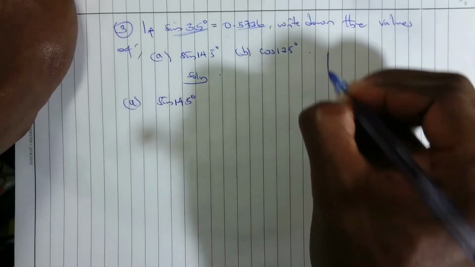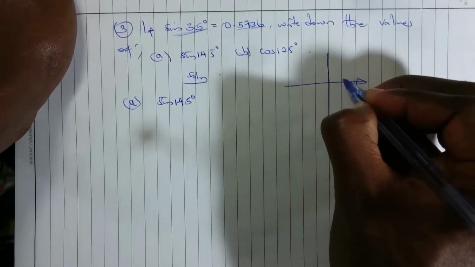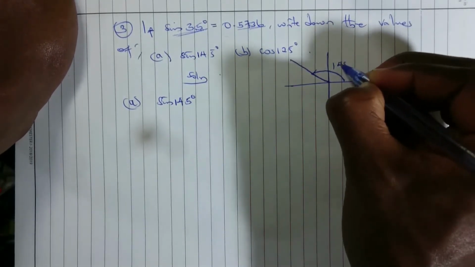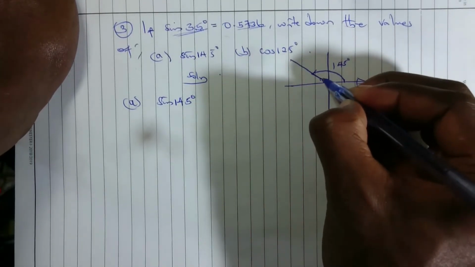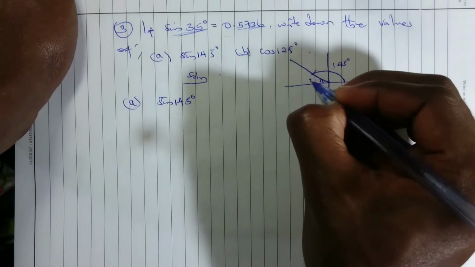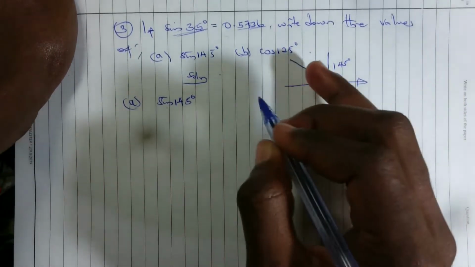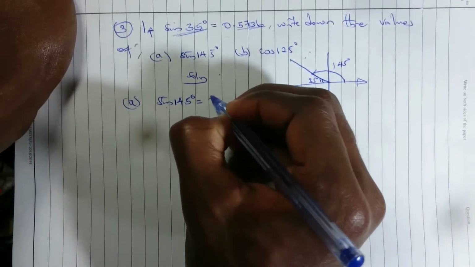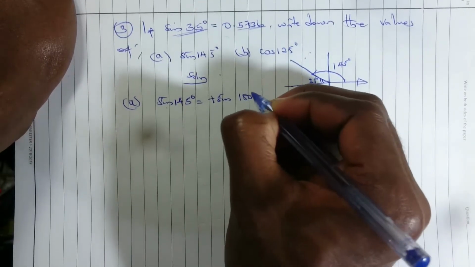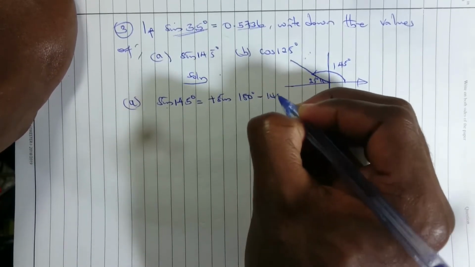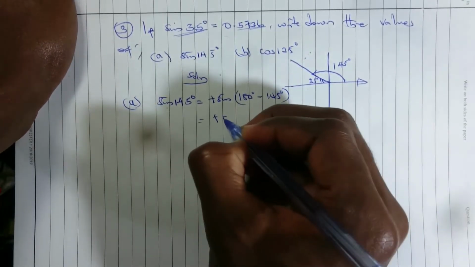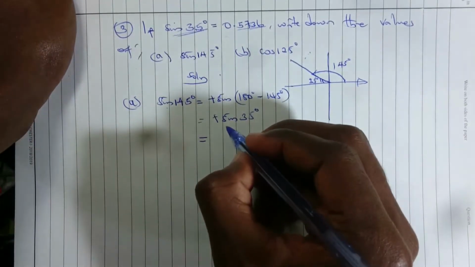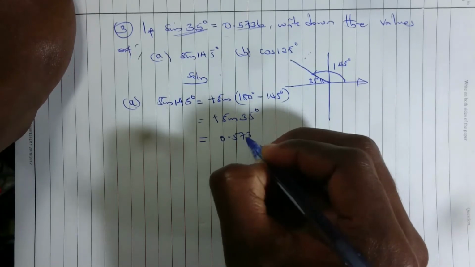So you first draw that. We have here 145 enters there inside. We say that angle is 145. Now what will remain here? I think it's 35 degrees. And since it's sine, that actually means in this quadrant we have only sine positive from what I gave before. So it's going to be plus sine of the supplementary angle, which is going to be positive sine of 35 degrees. And positive sine of 35 degrees is already given, which is 0.5736.